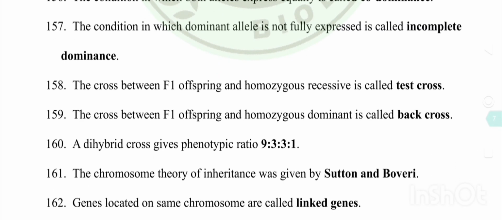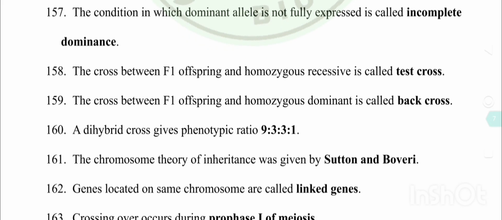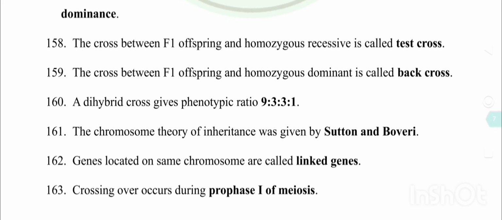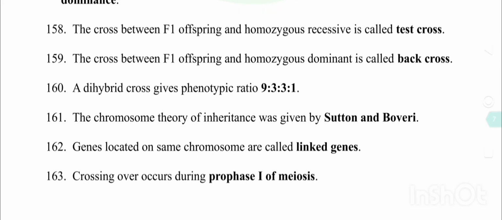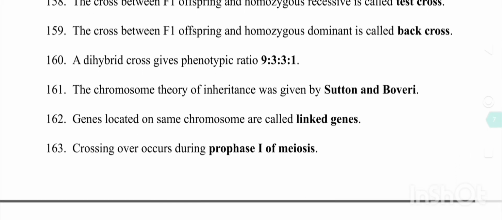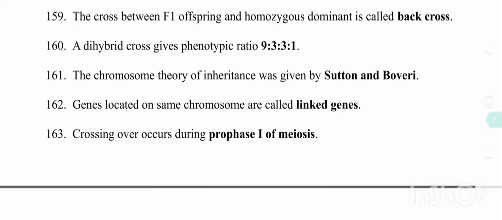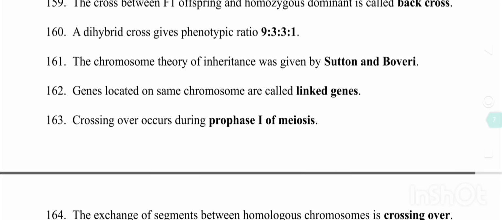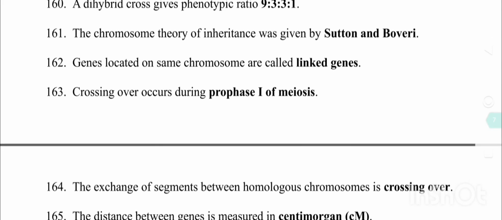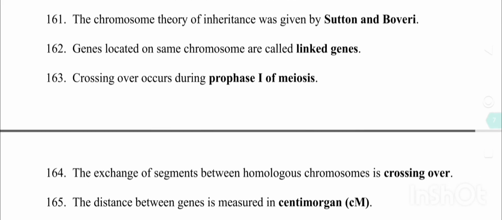158. The cross between F1 offspring and homozygous recessive is called test cross. 159. The cross between F1 offspring and homozygous dominant is called back cross. 160. A dihybrid cross gives phenotypic ratio 9:3:3:1. 161. The chromosome theory of inheritance was given by Sutton and Boveri.